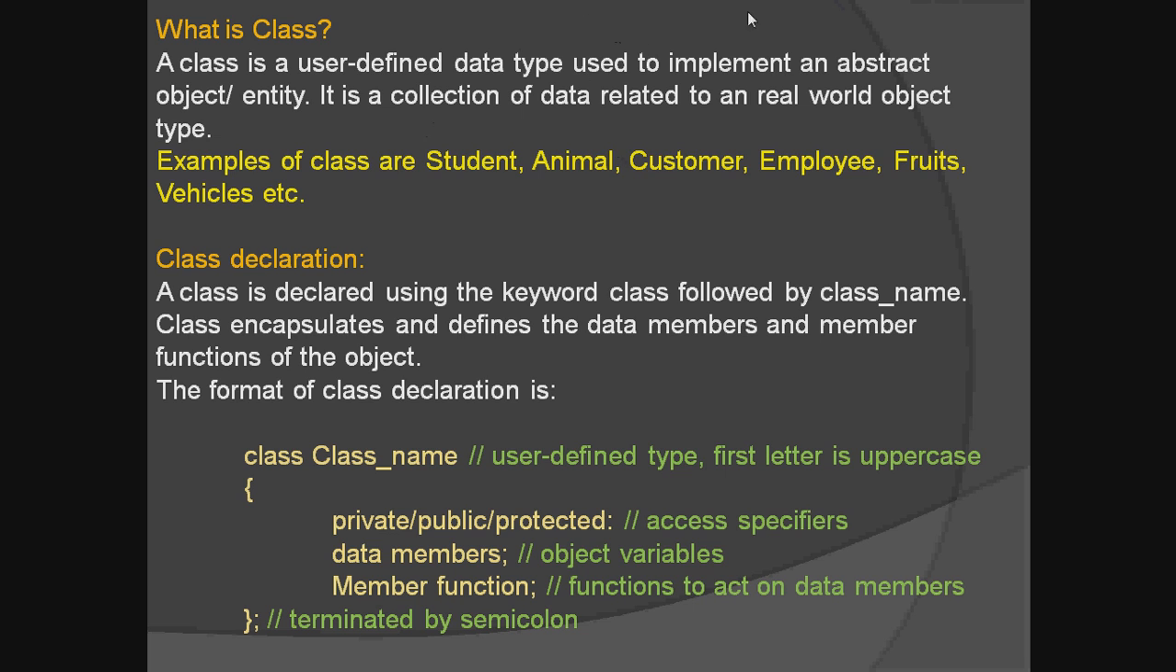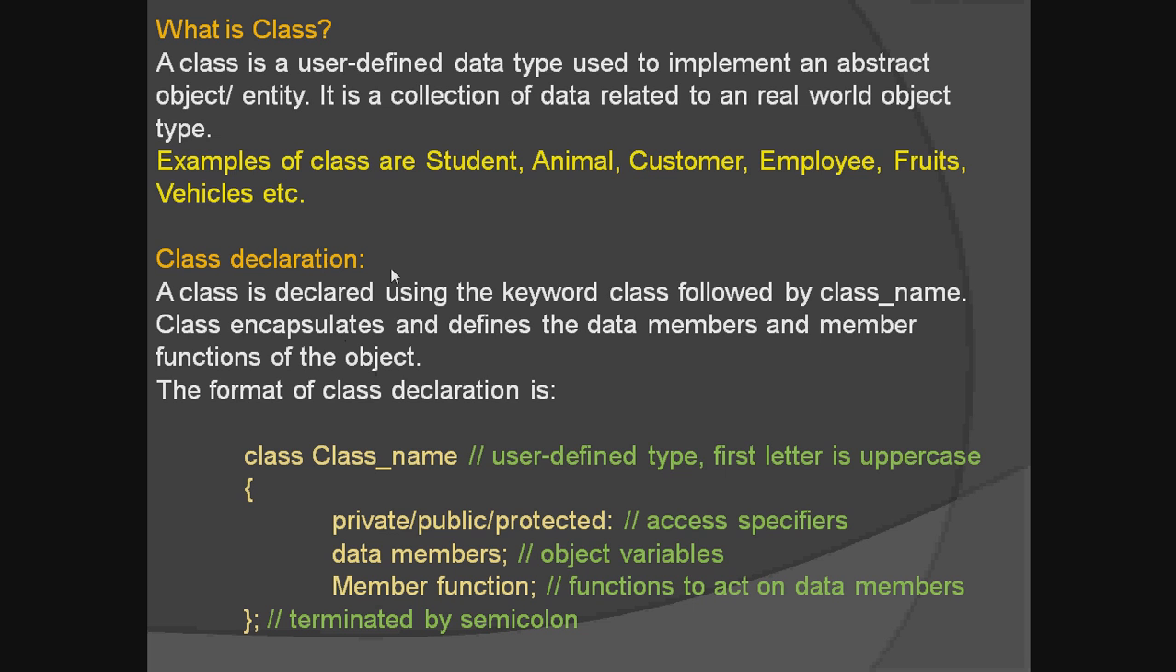So now how do we declare a class? A class is declared using the keyword class followed by the class name. A class encapsulates and defines the data members and member functions of the object. So using this class we can define the data members and the member functions of the object, right? It encapsulates, it wraps up the data members and the member functions of that object. What are data members and member functions? We shall see in the next slides.